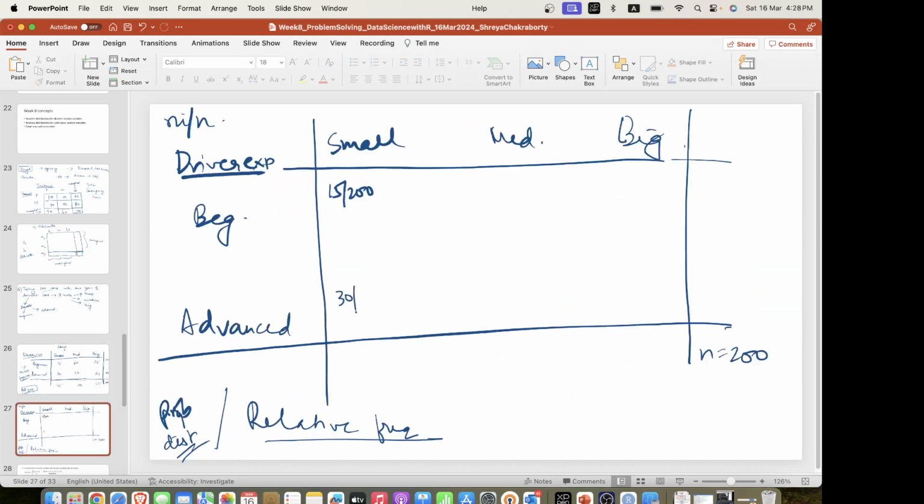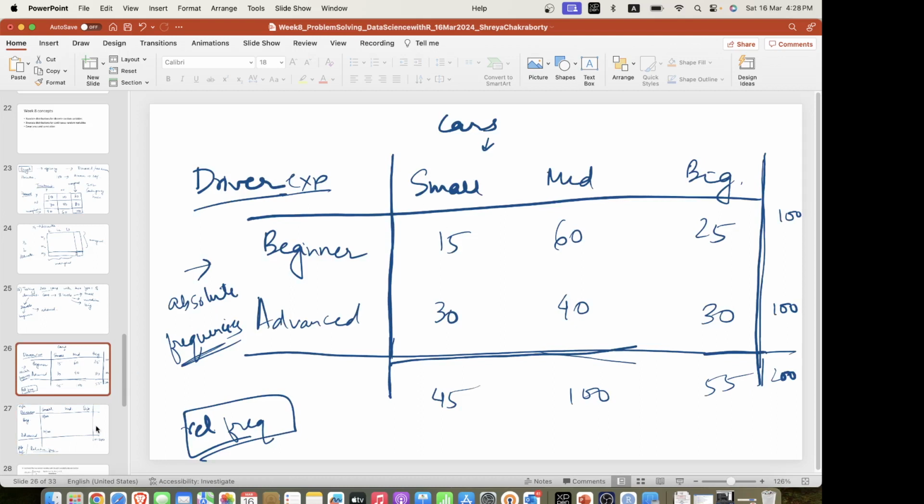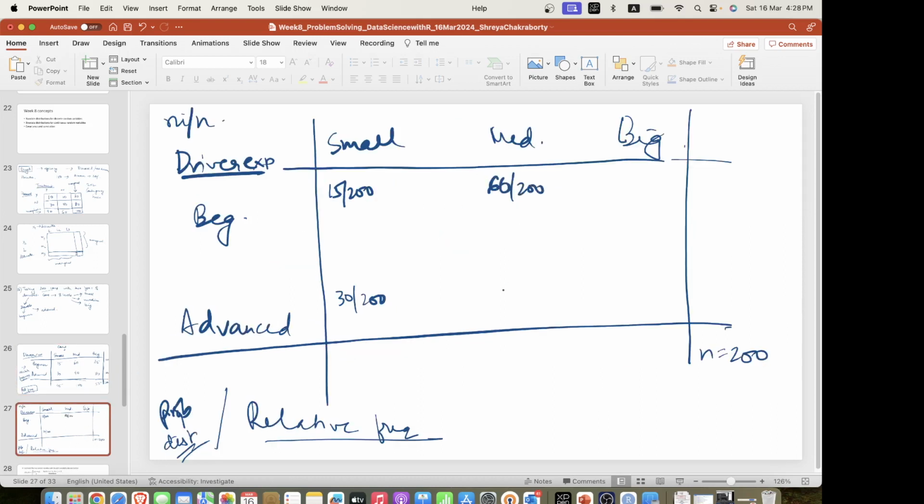This would be 30 by 200. This is what? 60 by 200. This is 40 by 200. This is how much? This would be 25 by 200. And then this would be 30 by 200. So if we just add this up, this will again be 100 by 200. And this would also be 100 by 200. This would be 45 by 200. This would be 100 by 200. And this would be how much? 55 by 200.